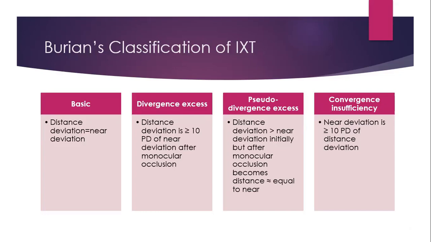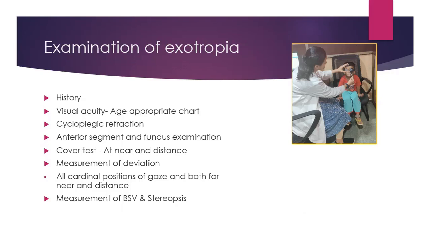What is pseudo-divergence excess? It is when initially the deviation for distance is more than near, but after monocular occlusion, it becomes equal to near. So this is a pseudo-divergence excess. And convergence insufficiency is when the near deviation is more than the distance deviation by 10 prism diopters or more. Now, examination of exotropia in any case: first, we have to take a history.